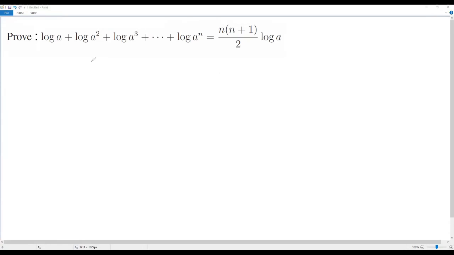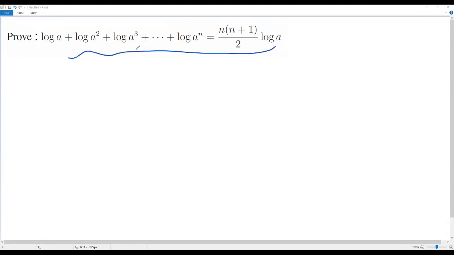Here we have a pre-calculus problem. Okay, let's go with the question. Prove log a + log a² + log a³, and it keeps going, + log aⁿ equals n(n + 1)/2 times log a. Okay, here we have to prove this statement.